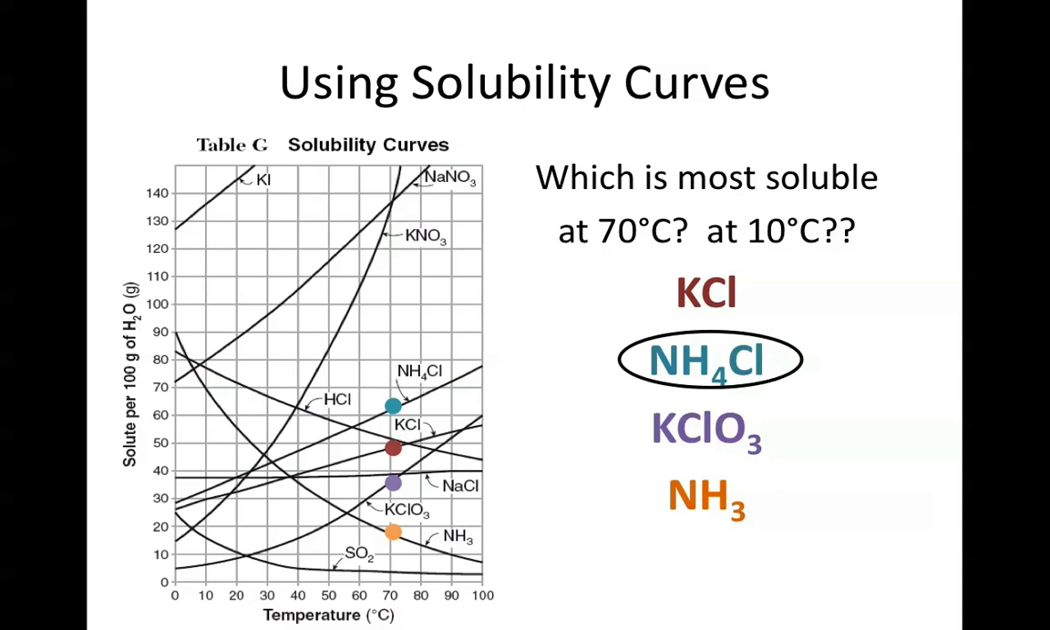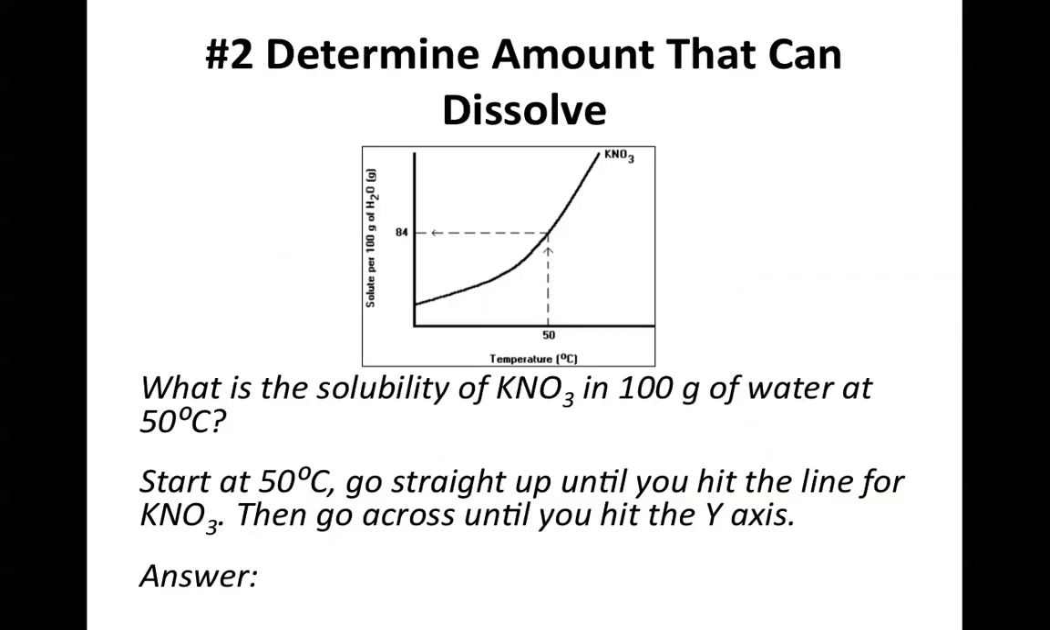If I look at 10 degrees Celsius, and now I move these over to 10 degrees, the most soluble one we can see now becomes NH3. Okay, so another thing that you can do with those. That wasn't in the notes, but something you should know.